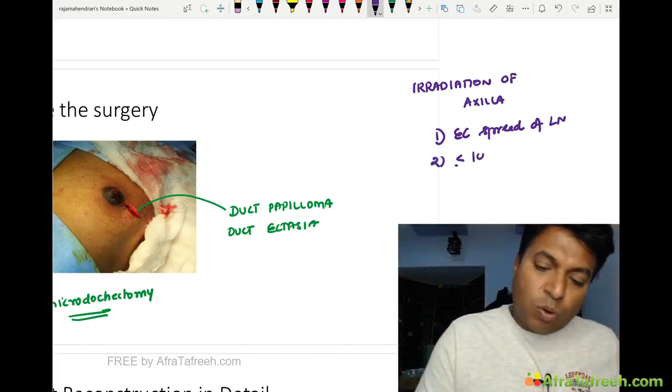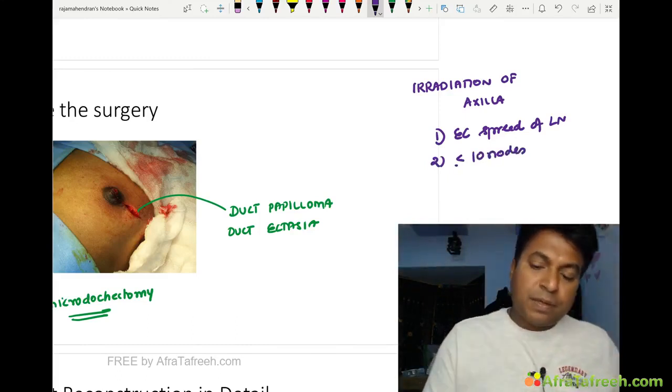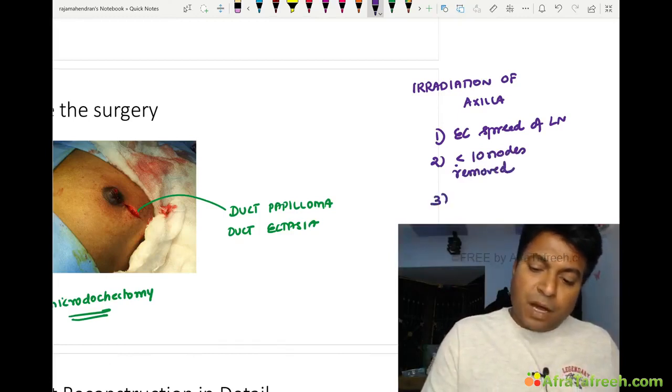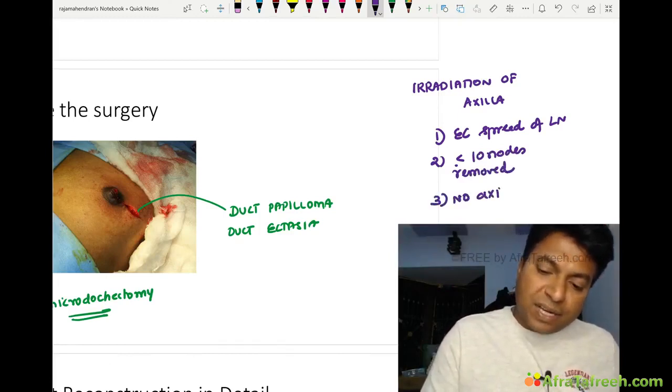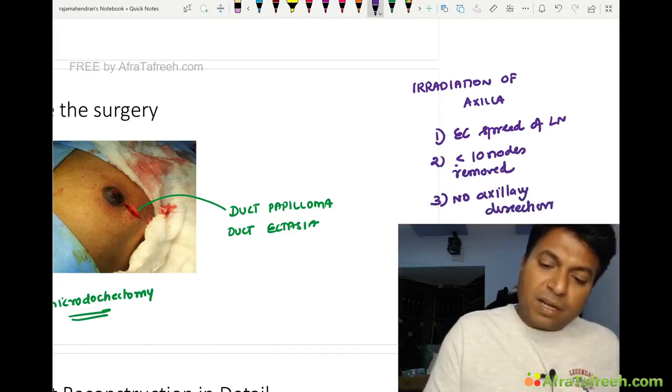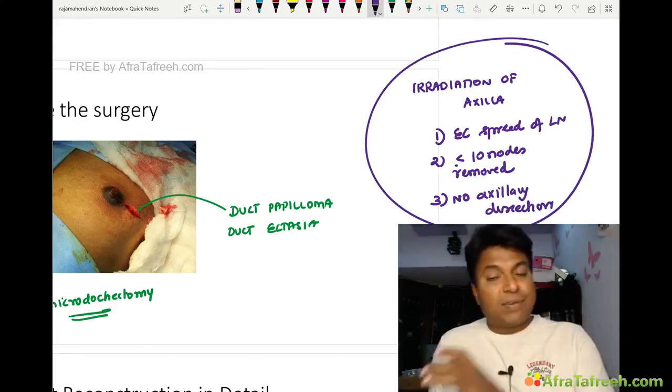Number two, less than 10 nodes removed by the surgeon while doing surgery. Or when there is no axillary dissection done. These are the indications of irradiation of axilla.